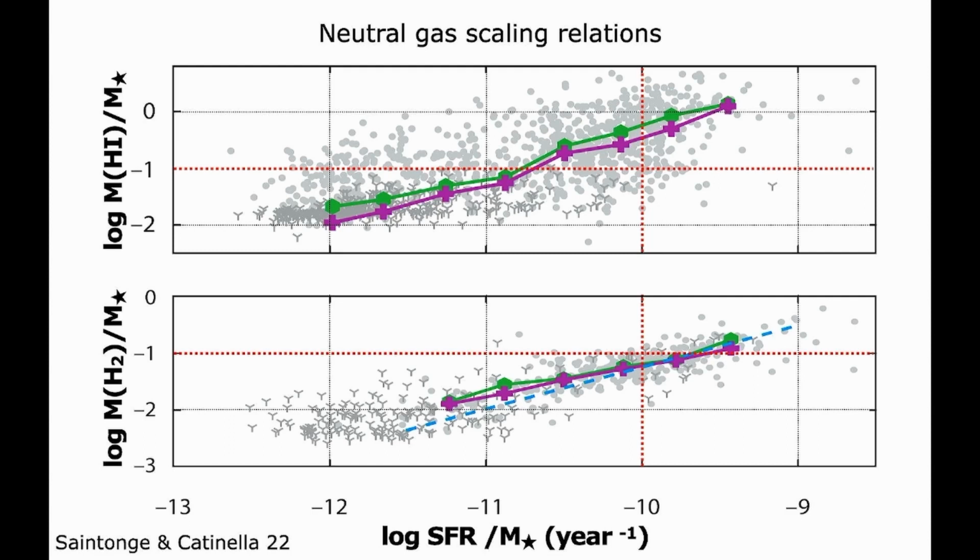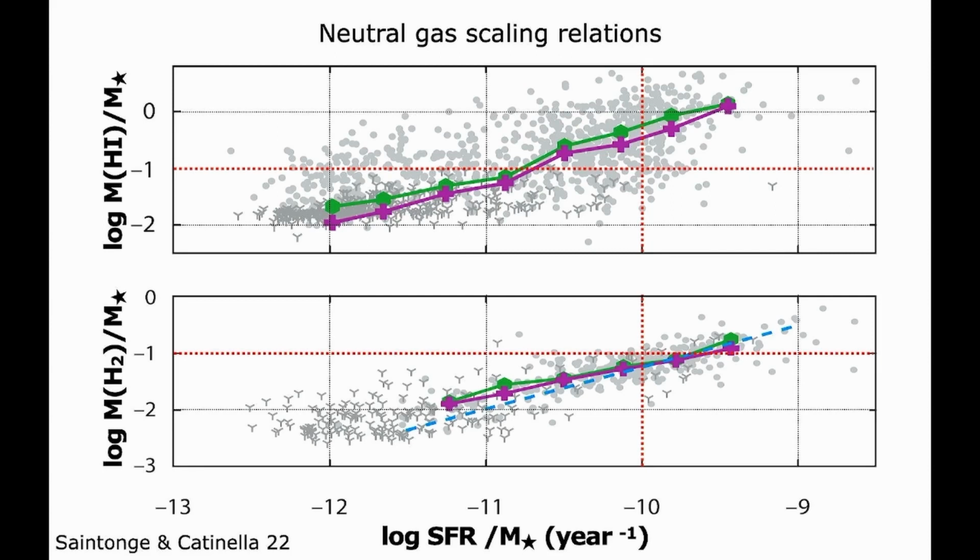Here you see the scaling between the neutral gas and the star formation rate. The top panel shows the H1 mass normalized to the stellar mass as a function of the star formation rate, also normalized to the stellar mass. And the bottom panel is the same, but for molecular gas instead of H1. And this is all for galaxies above a stellar mass of 10^9 solar masses. And so the difference between the two panels is very clear. The relation with star formation rate is a lot stronger for the molecular gas than for the H1.